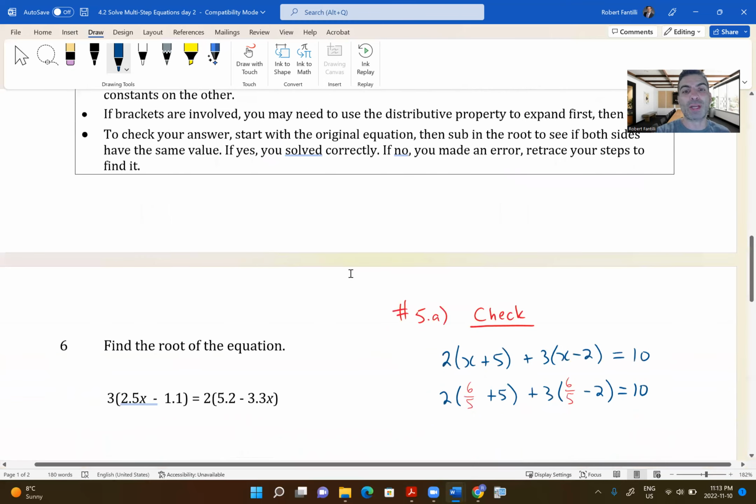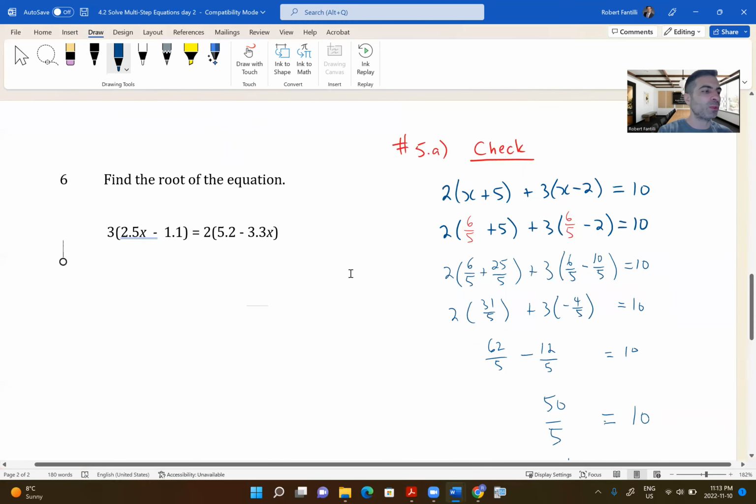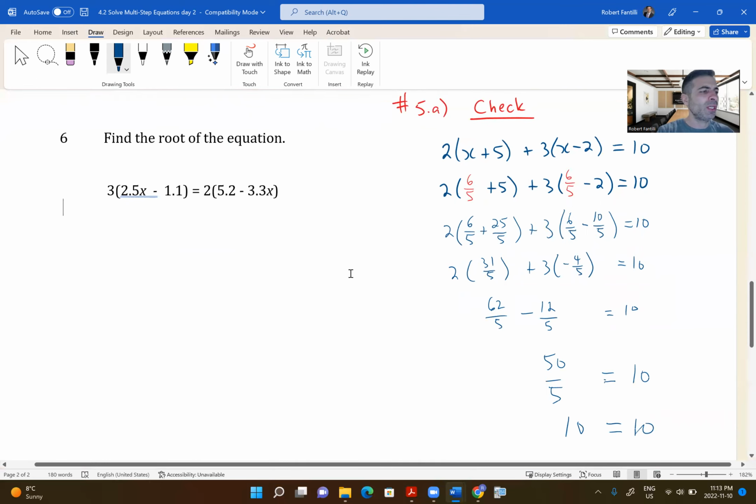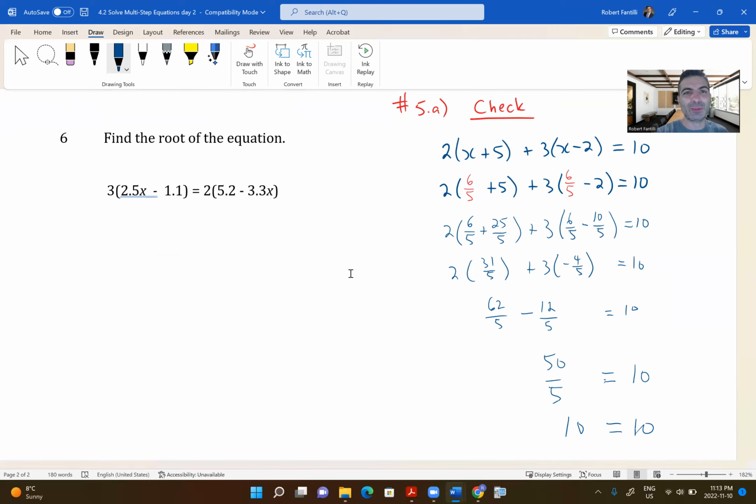And you know you've got the strategy down. Okay, to find the root of the equation with this one, you might want to pause the video and try it on your own. But basically, this is the situation where I would allow decimals, and it's okay because the question starts with decimals. So again, just distributive property: 3 times 2.5x is 7.5x, minus 3.3, equals 2 times 5.2, which is 10.4. And 2 times negative 3.3x would be negative 6.6x.